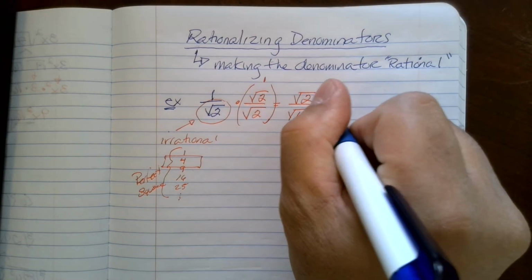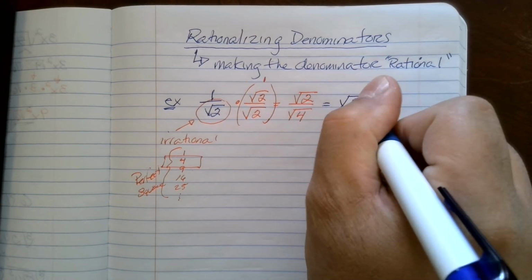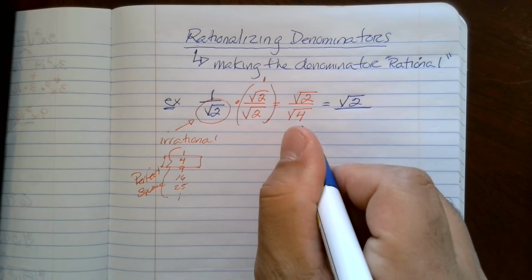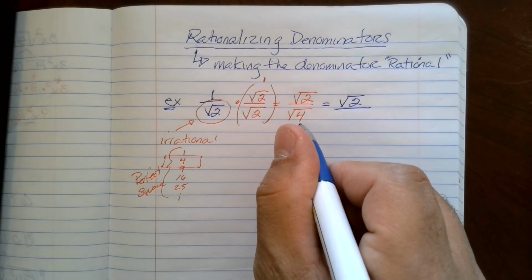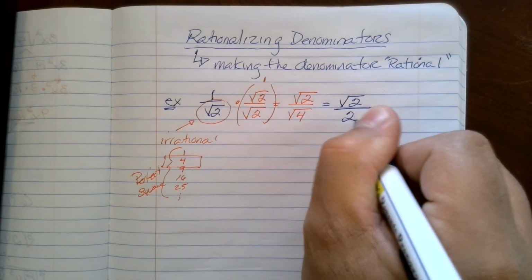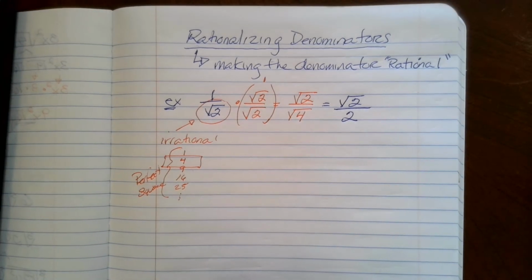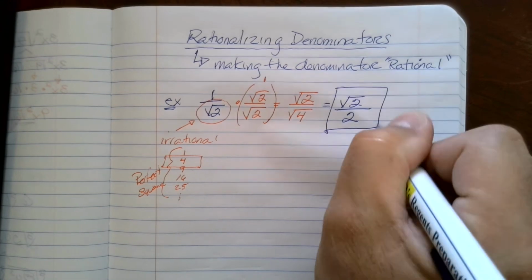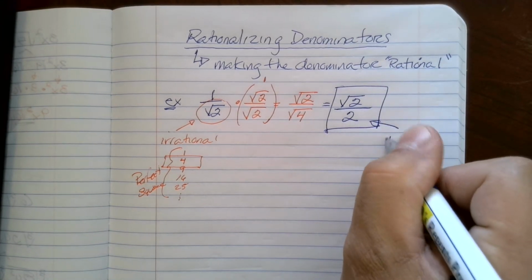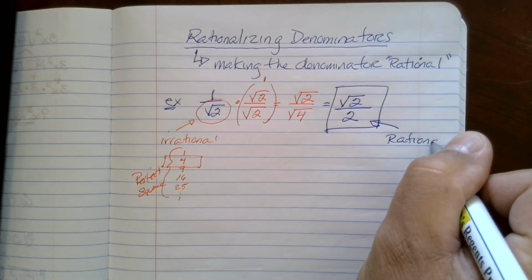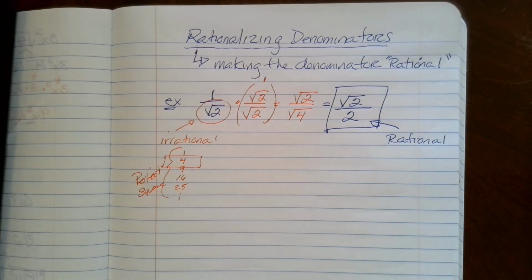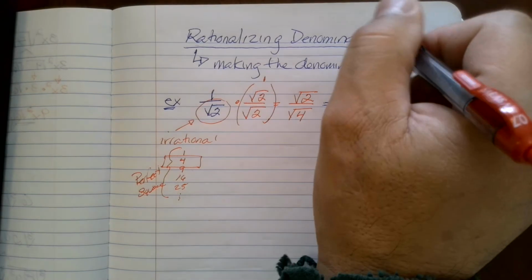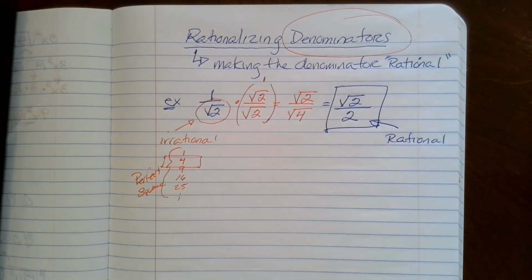Now we already discussed that there is no square root of 2. We can't simplify that. But we can simplify the square root of 4. The square root of 4 is 2. And we've rationalized the denominator. The denominator is now a rational value. The numerator isn't, but that's not what we're concerned with. Right? We're concerned with just rationalizing the denominators in this section.